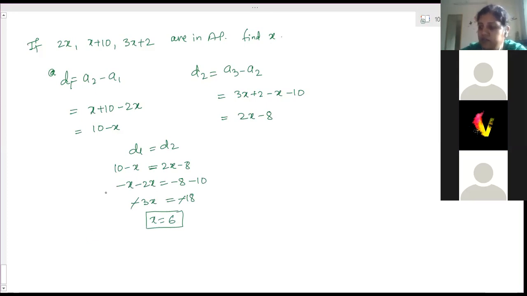Is it clear? Ma'am, isn't it minus x plus 10 for d2? Minus x plus 10. Yes, I have done 10 minus x. Okay, understood. Is this clear?